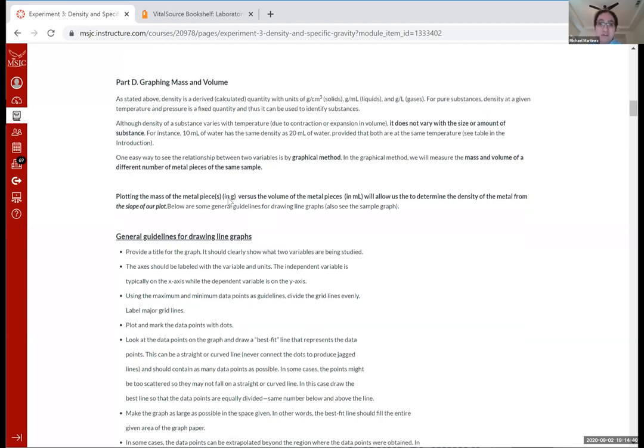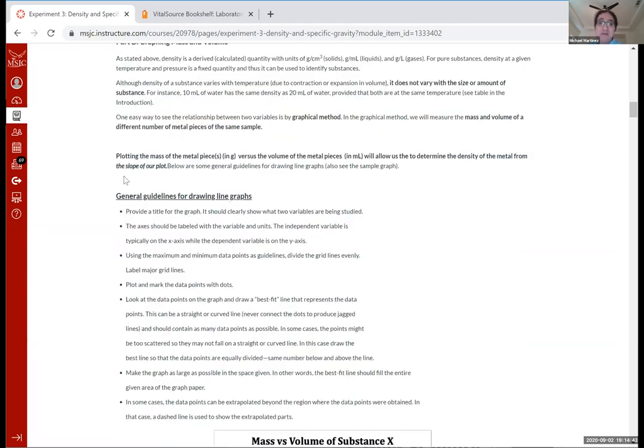So what we're going to do is collect the mass and volume data for our metal pieces, and then we're going to generate a plot of mass of metal pieces versus the volume. And the slope of our plot will provide us with the exact density of our metal sample.